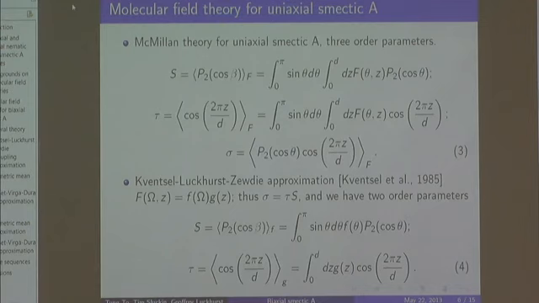For the uniaxial smectic phase, there's a theory by McMillan, and this theory has three order parameters. S is the Maier-Saupe order parameter, tau is the density wave, and this one is the modulation of the angular dependence of the molecule. As you can see, in this theory the integration is taken over two variables, and we can use an approximation by Kventsel, Luckhurst and Zewdie to decouple the angular dependent and the spatial dependent parts, and thus we can write these two order parameters as an integration over just one variable.